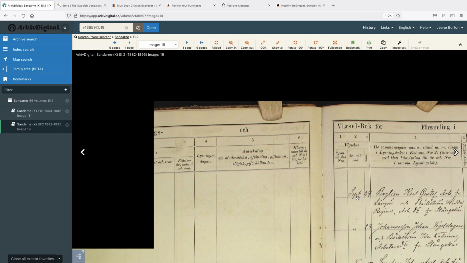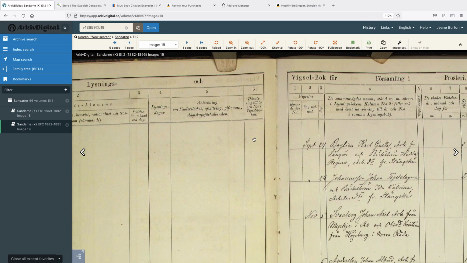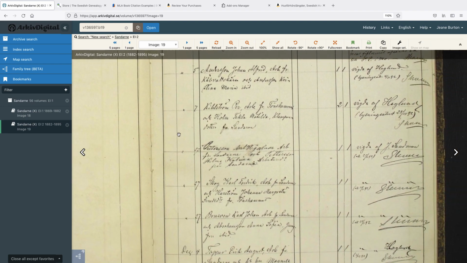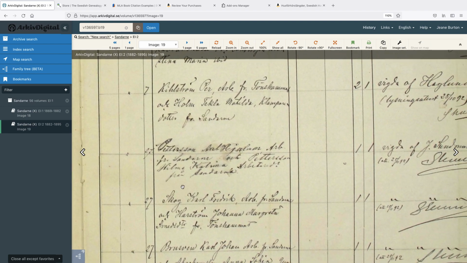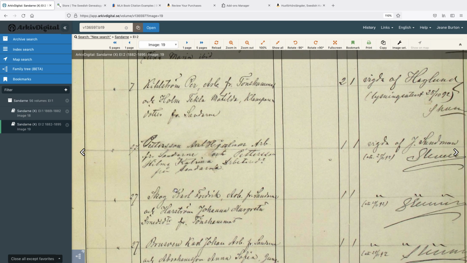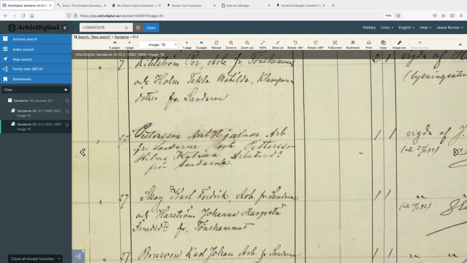Here we are in 1892. We go down, November, here we are to the 27th. Here's their marriage record. It doesn't have a lot of information, but it does let us verify that the household record is correct.